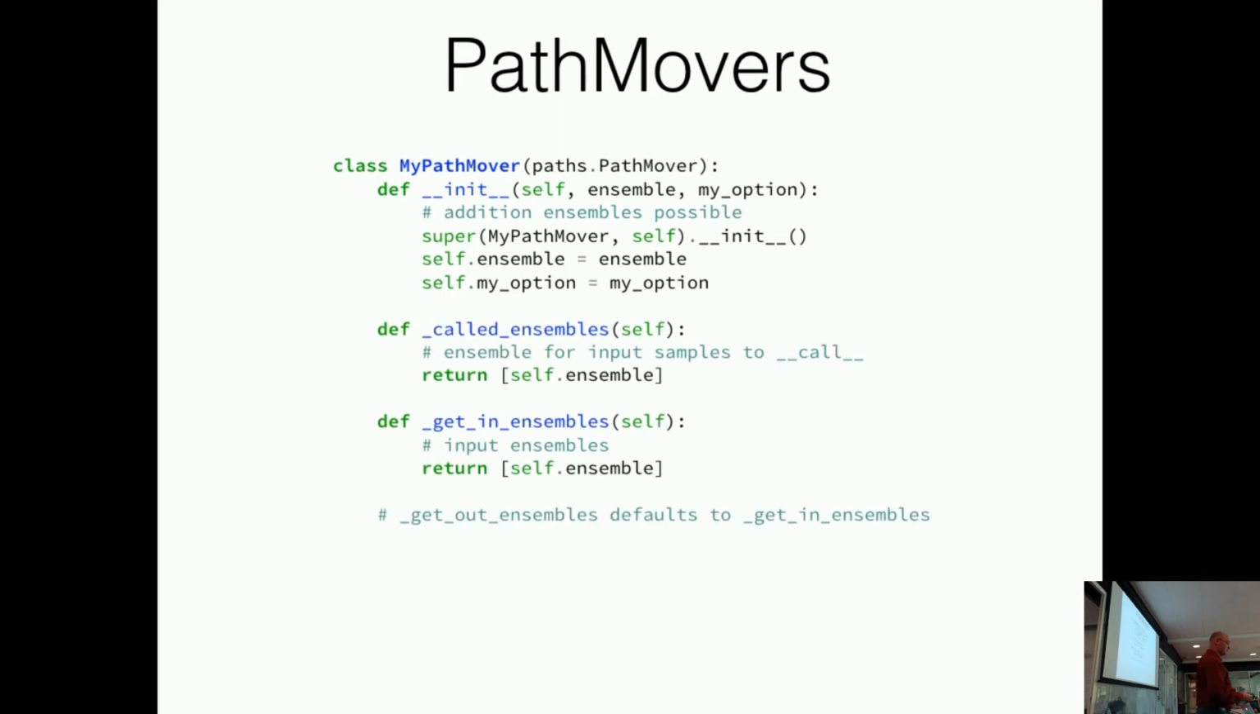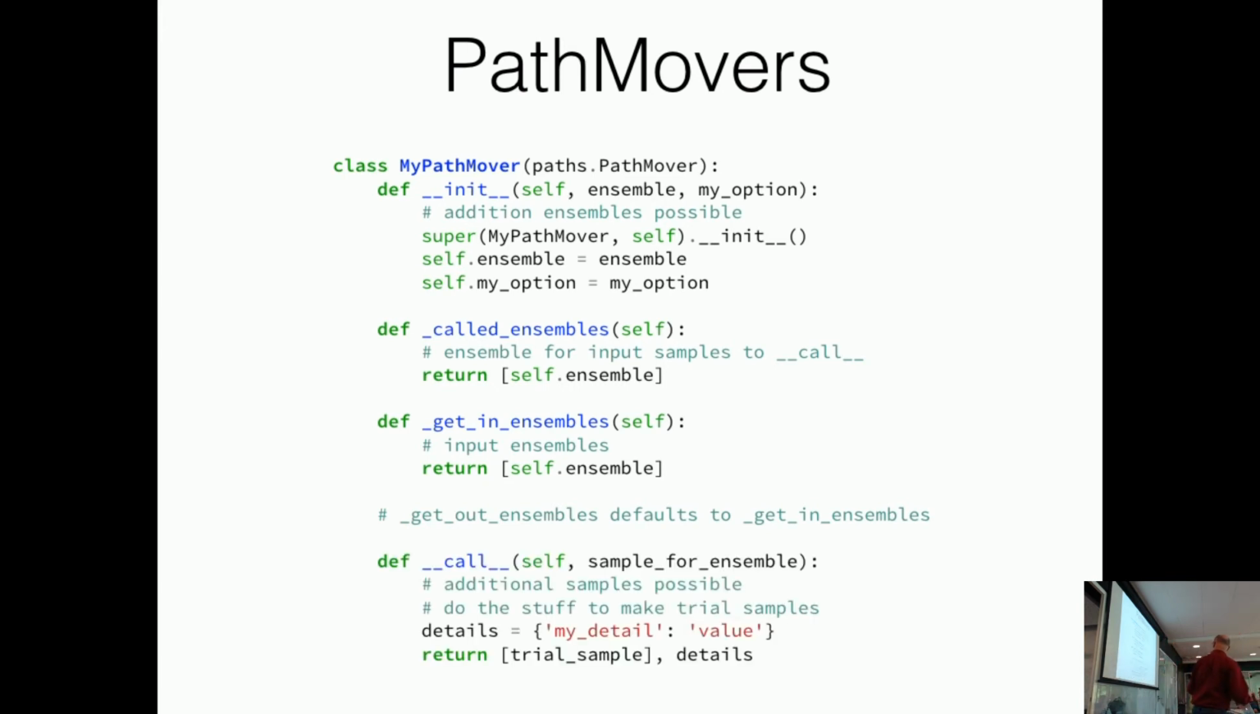So this is the initialization. You need to define a couple of things that are the called ensembles, which are the things that go as the input to call, which you'll see in a moment, and the input ensembles as well, which is usually going to be the same. You might also need the output ensembles, which is usually the same as the input ensembles as well. So when you call, the input to the call function is a sample. Remember, the sample already contains inside of it a trajectory and the ensemble that trajectory is associated with, which should be the ensemble that you're using this mover on. You can have more than one sample as well; replica exchange, of course, has more than one sample. Anything that you do to make the trial sample, you should store any details that are of any interest in an object called details. Then you return a list of trial samples, even if there's only one, return a list, and this dictionary of details that might be of interest for analysis later.